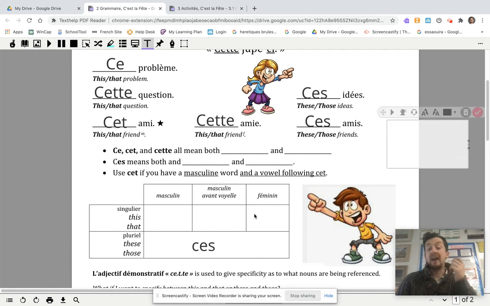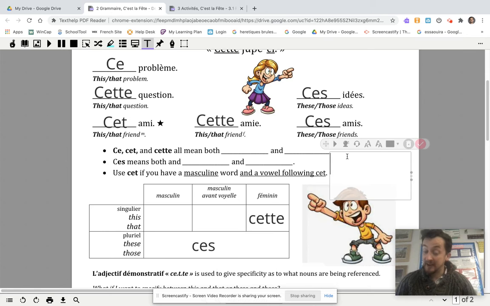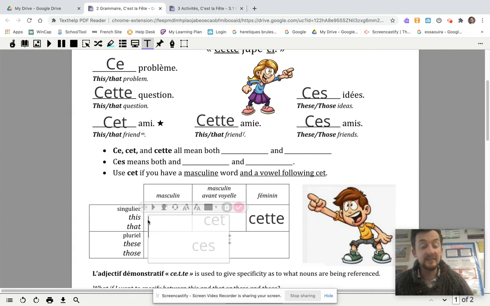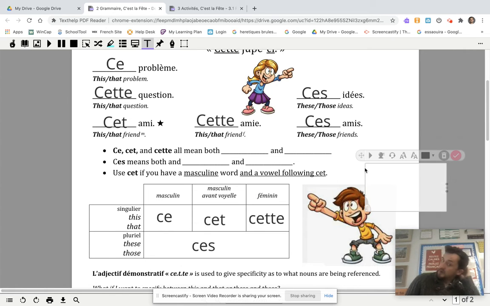Okay? I would ask myself next, if it's singular, is it feminine? If it's feminine, you know you're going to use cette. You don't have to look at the beginning of the word. In fact, that's the last thing you want to look at. Is it masculine? Okay. If it's masculine, does it begin with a vowel or no? If it begins with a vowel, you use cet. And if it doesn't, you'll use ce. D'accord? So ce, cet, cette, and ces. Those are your 4 forms.